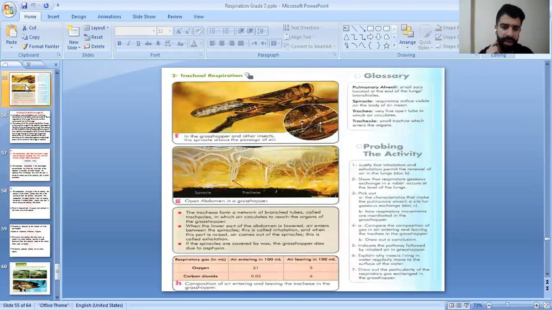Let's move to the table: composition of air entering and leaving the trachea. In the air entering, the oxygen was 21. In the air leaving, it decreased to 5. And 0.03 for carbon dioxide, and it increases to 6. So here we have to talk about the composition. Compare: you have to say that the quantity of oxygen in the air entering the trachea was 21 milliliter in 100 milliliter, which is greater than that.